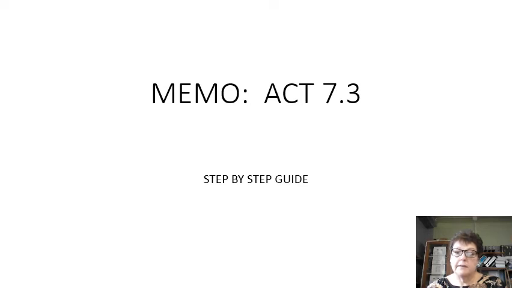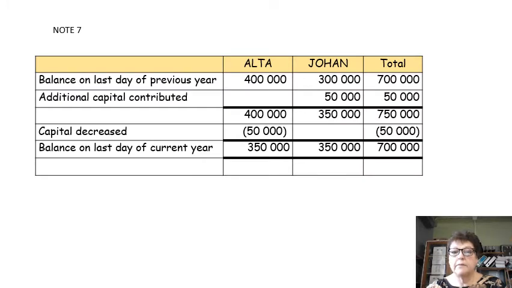Remember for activity 7.3, I gave you the balances of the capitals at the beginning. The one was 400,000 and the other one 300,000. So let's go to the next slide. In note 7, the note for capitals, the balance on the last day of the previous year was 400,000 for Alta and 300,000 for Johan.